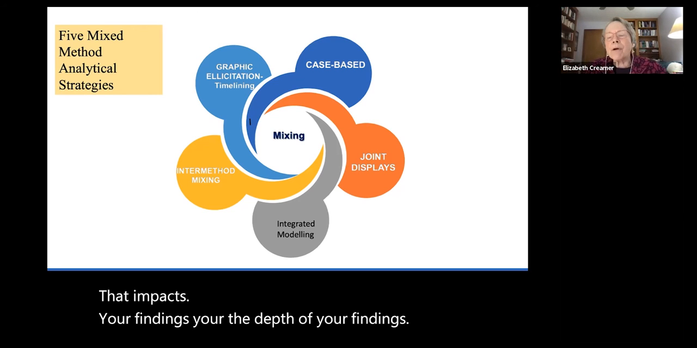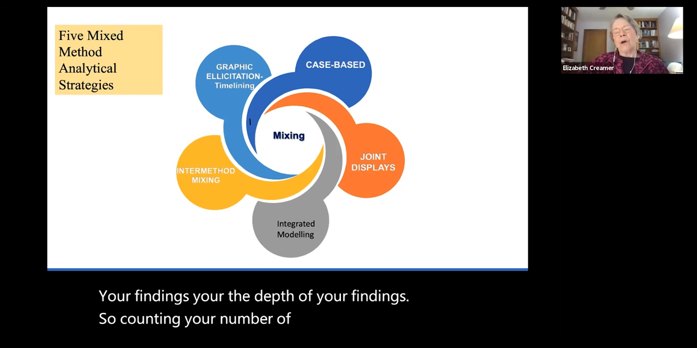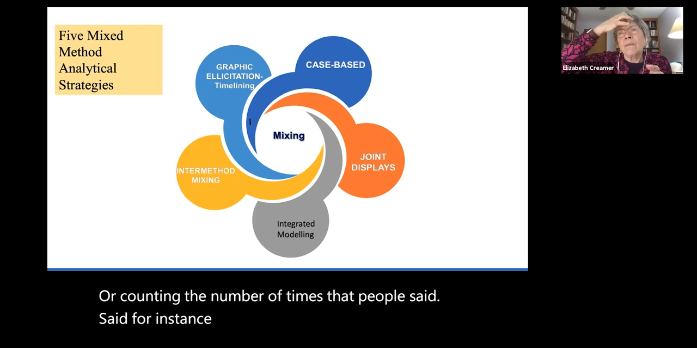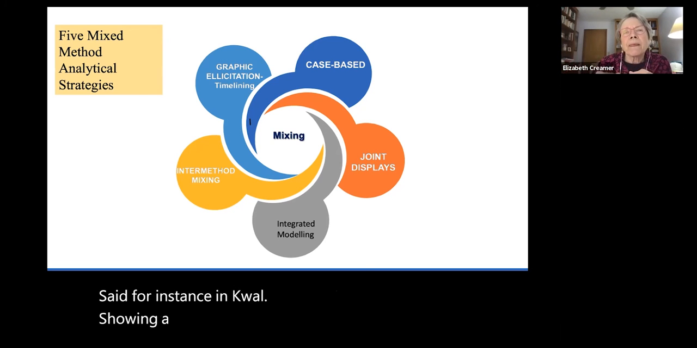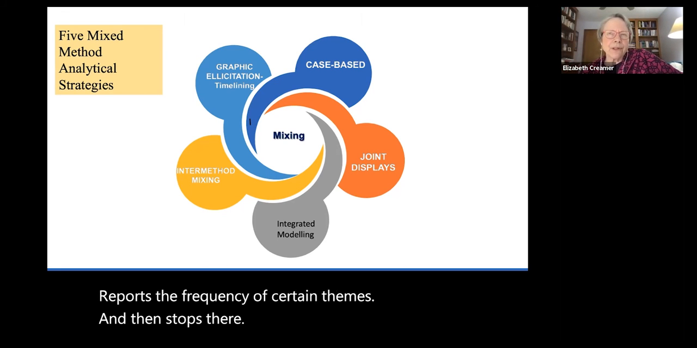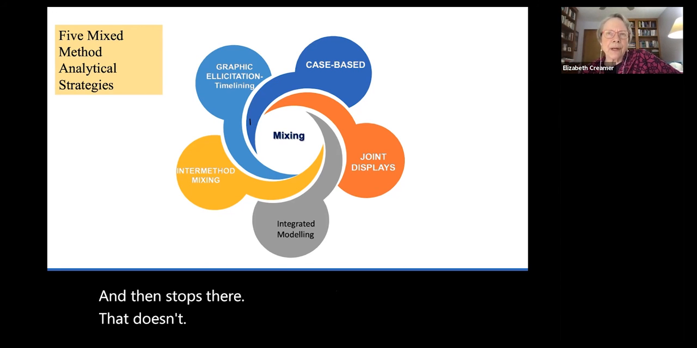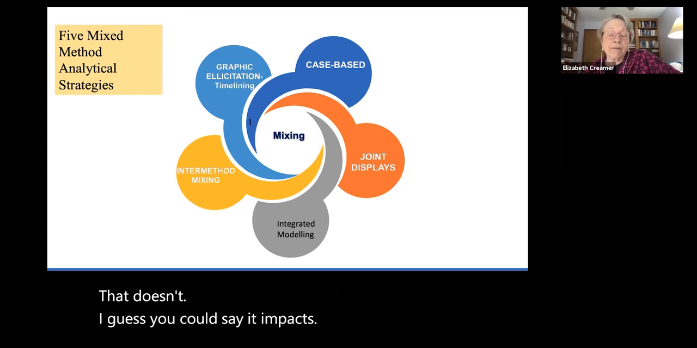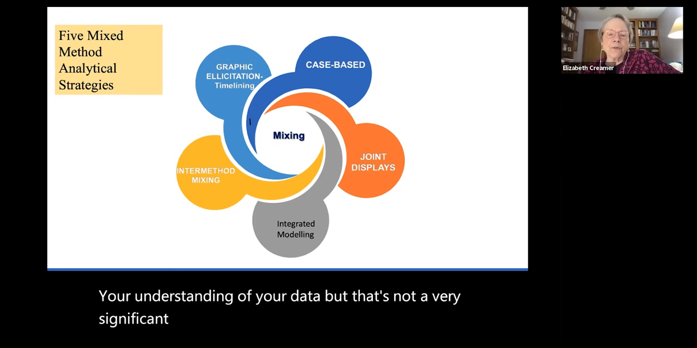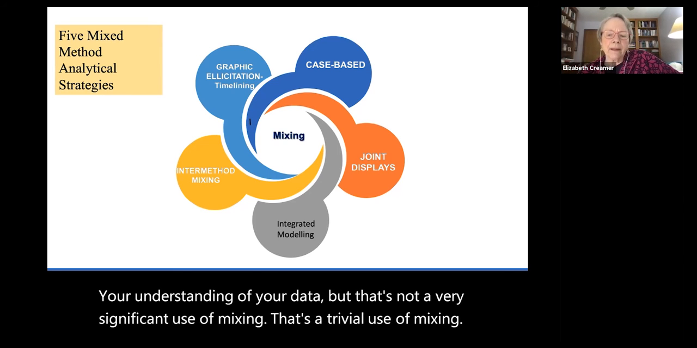So counting your number of participants or counting the number of times that people said something, for instance, in qual, showing a table that reports the frequency of certain themes and then stops there. That doesn't, I guess you could say it impacts your understanding of your data, but that's not a very significant use of mixing. That's a trivial use of mixing. And that upsets the qual people.